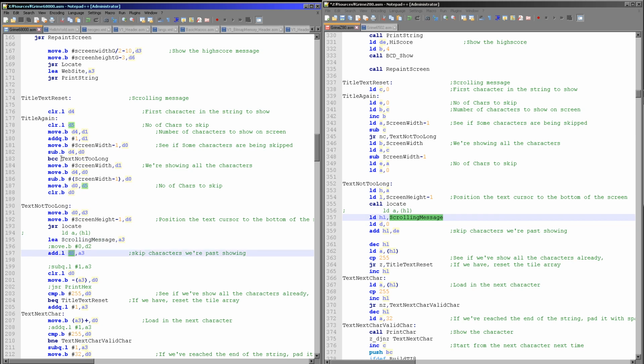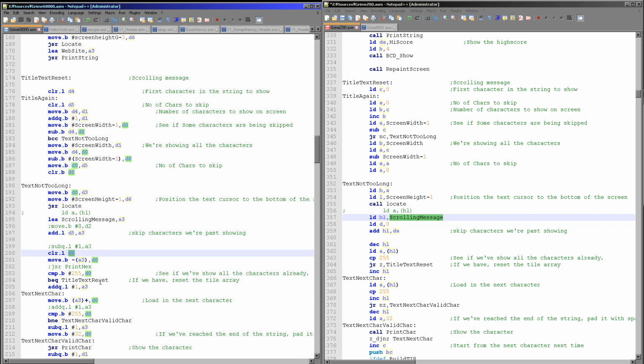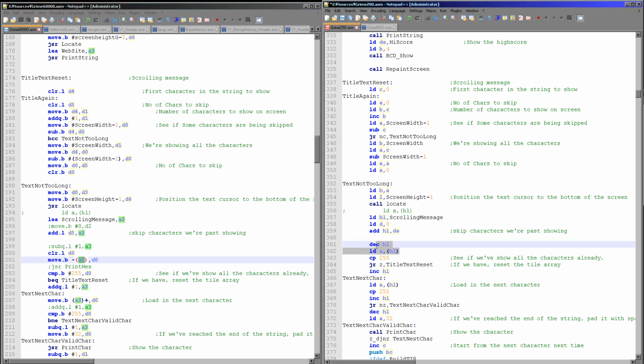D5, which is the offset within the message, to the message address. We're clearing D0. I'm clearing all the bits again as safety because I was having trouble. Then we're moving a byte from A3. Now you'll notice here we are doing a dec HL and then loading A from HL. And these two commands here are the same as this one command here. The negative here before the address in brackets means decrease the address before we read from it.